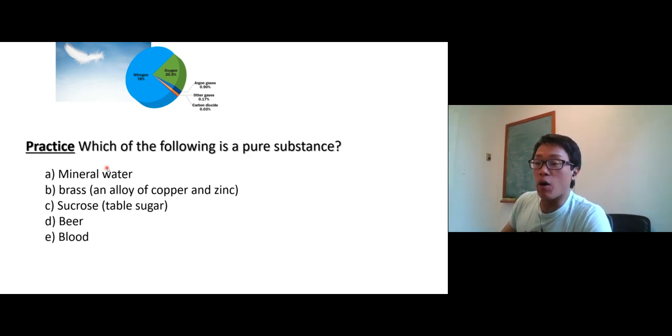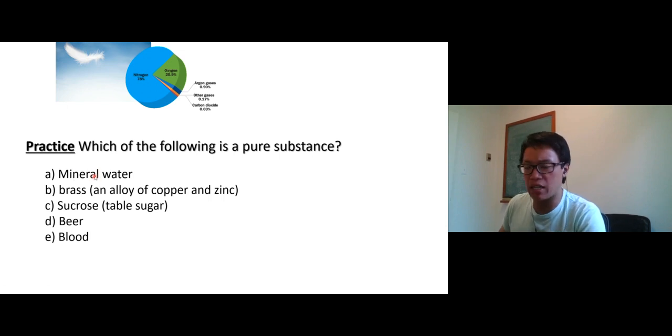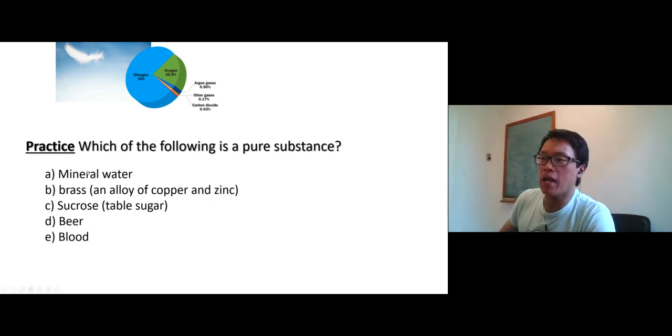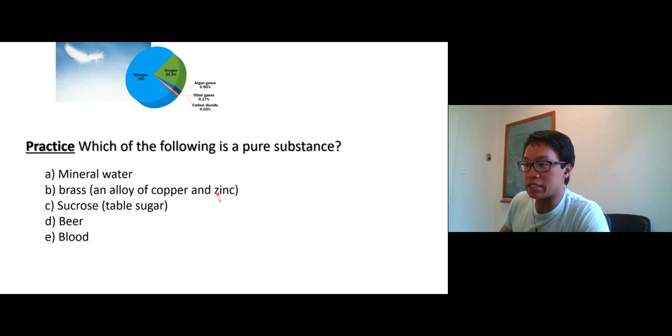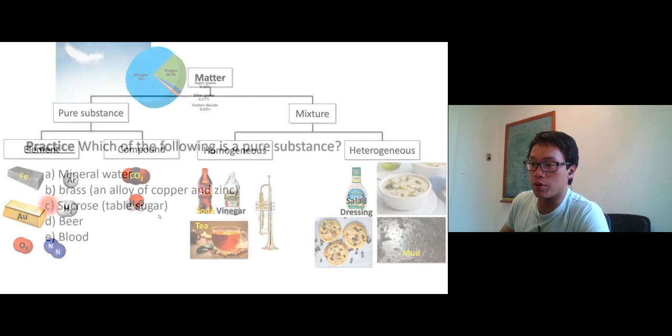Mineral water. Again, water is a pure substance, but mineral water is not, because it contains minerals, sodium ion, potassium ion, calcium ion. There's a little bit of fluoride ion. So no. Which one is a pure substance? Brass is an alloy of copper and zinc. So mix copper and zinc, you get brass. So totally not. Sucrose, table sugar. Yep, that one right there. Just sugar.